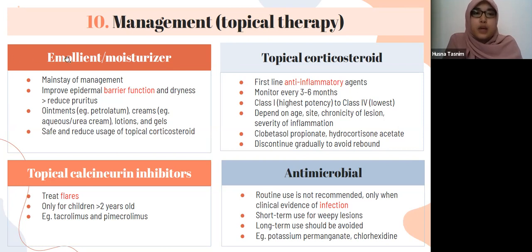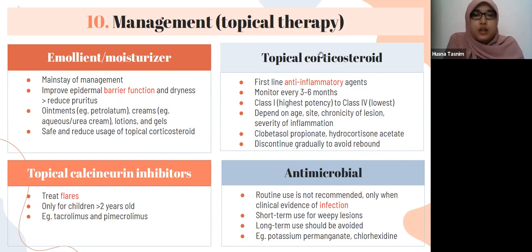So the emollient is the first line and remains the mainstay of the management. How it works, it improves the barrier function and the dryness. So it reduces the pruritus, and it has various formulations. It can come in the form of ointments, creams, lotions, and gel. But there is no clinical evidence that shows that one emollient is superior to another. So generally, this is safe and reduces the usage of topical corticosteroids.